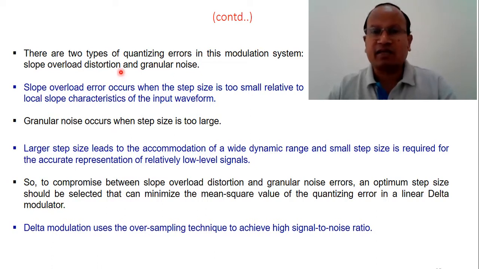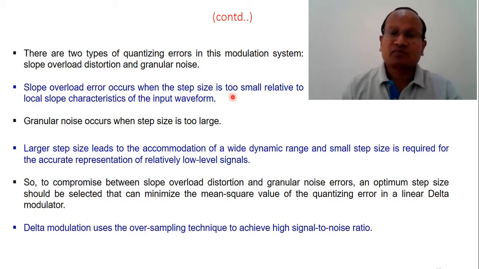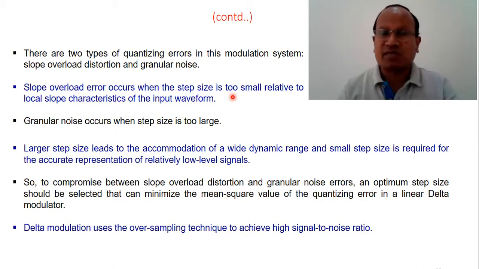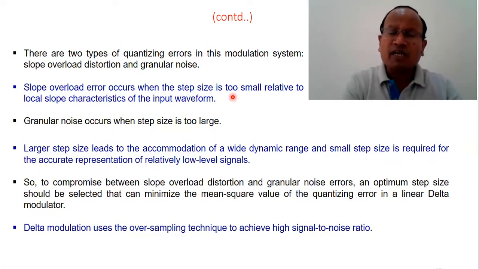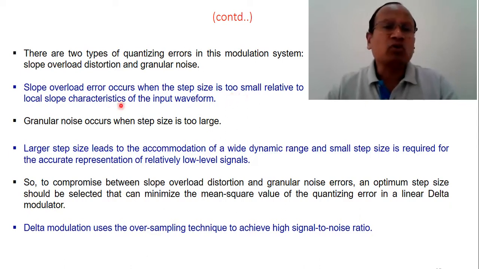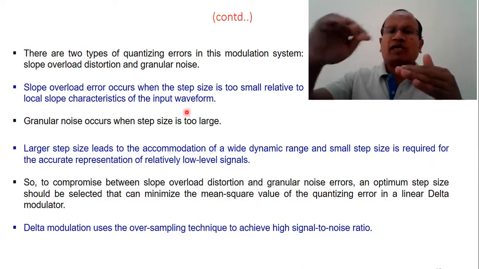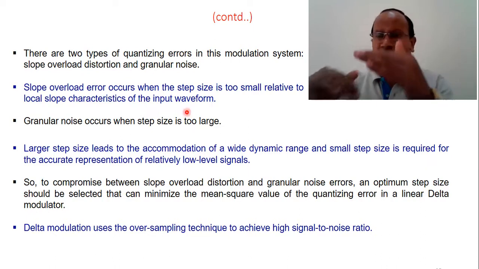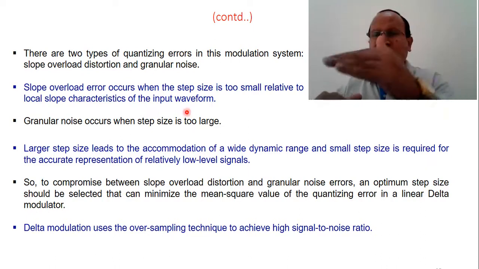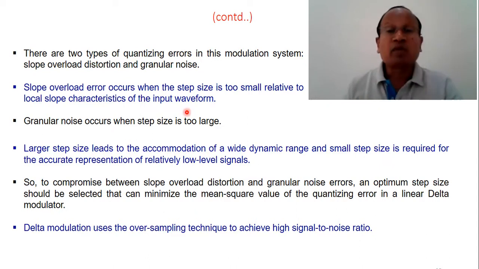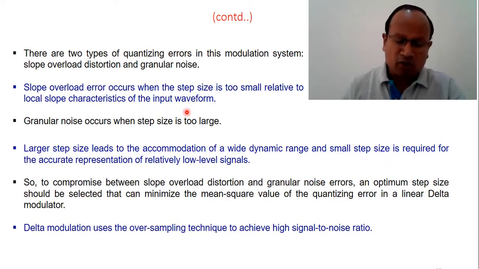Slope overload error and granular noise are two problems which occur in delta modulation. Slope overload error occurs when the step size is too small. Because when oversampling is there and we are adaptively changing the step size, or rather we are choosing a very small value of step size, it becomes very small relative to the local slope characteristic of the input waveform, so sometimes overload occurs. Sometimes the difference between the actual signal and the approximated signal, that is the quantized signal, becomes large. That is slope overload distortion, slope overload error.